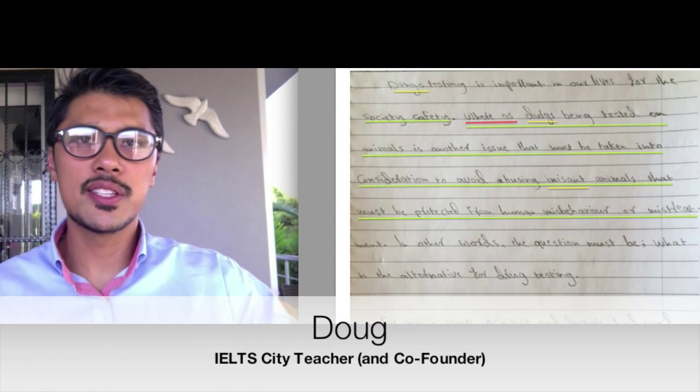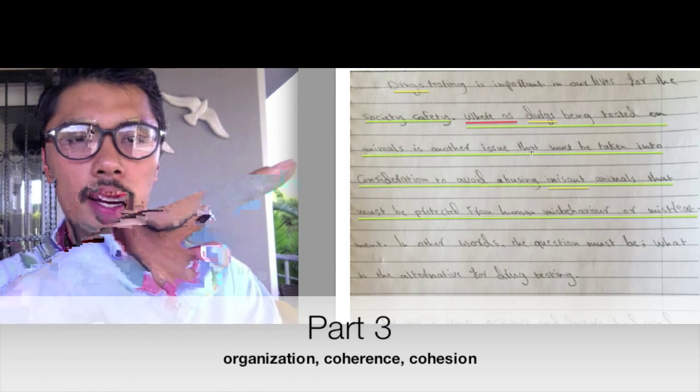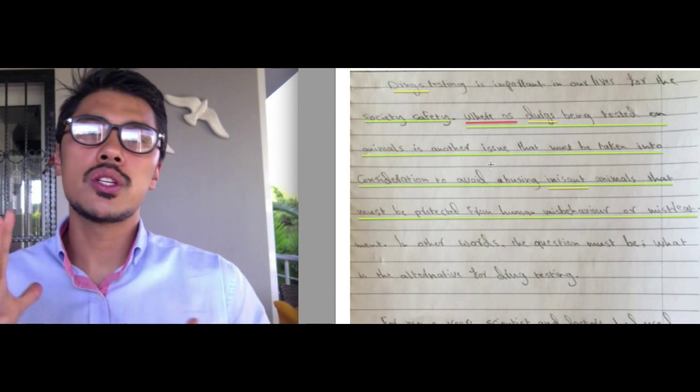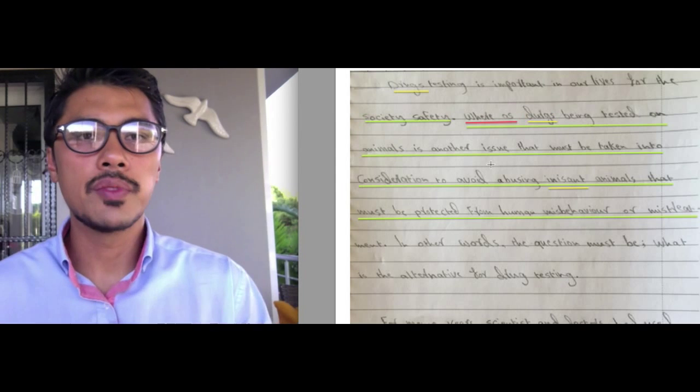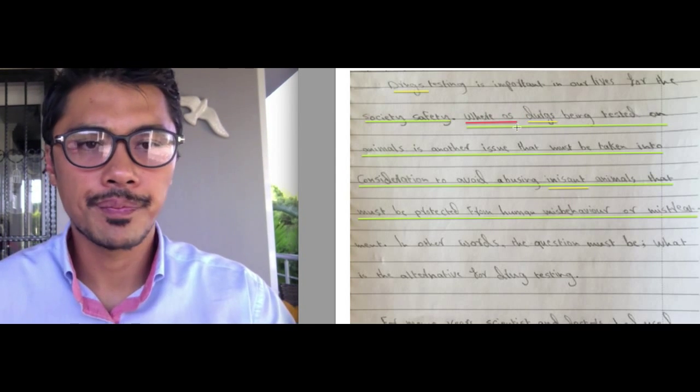All right, Amani, this is part 3, and we're focusing on the red section there, all the red parts in your writing, and that's organization, structure, coherence, cohesion. So let's get to it. All right, here we go.